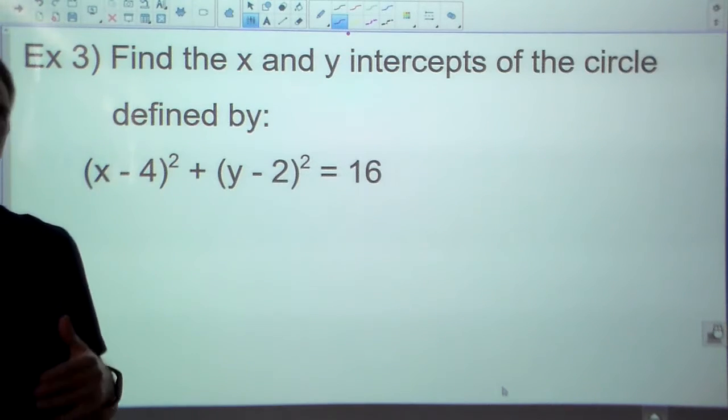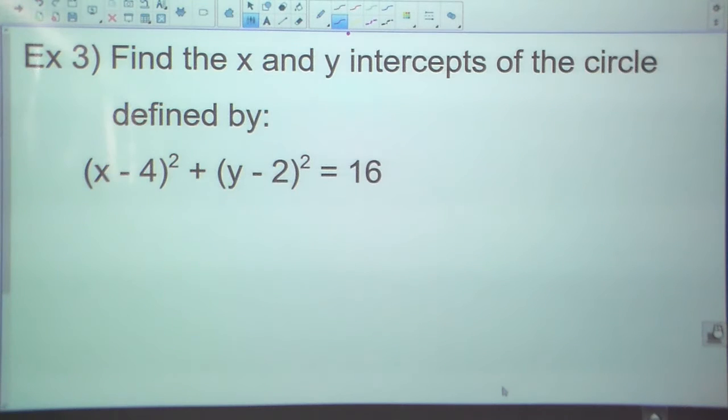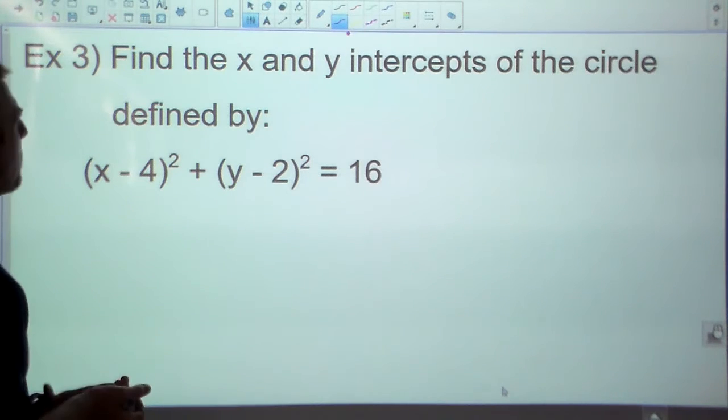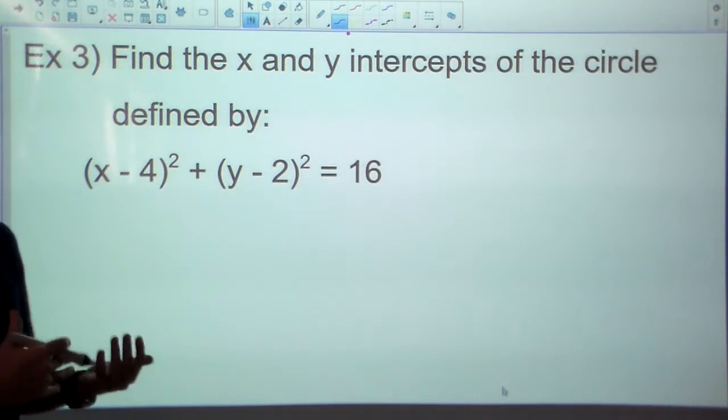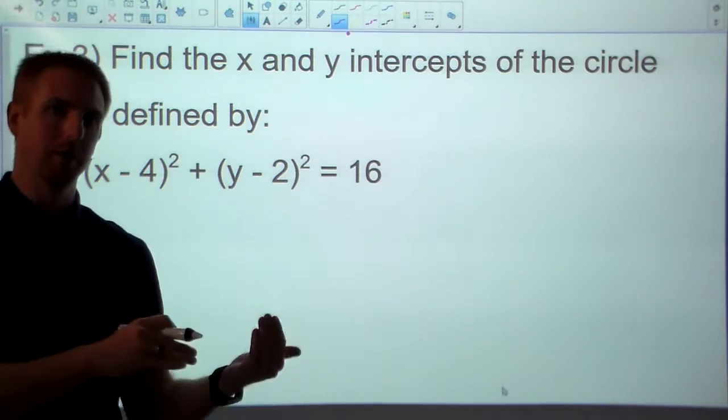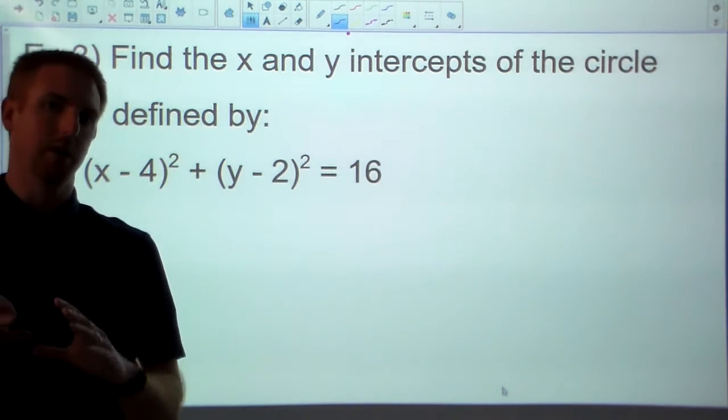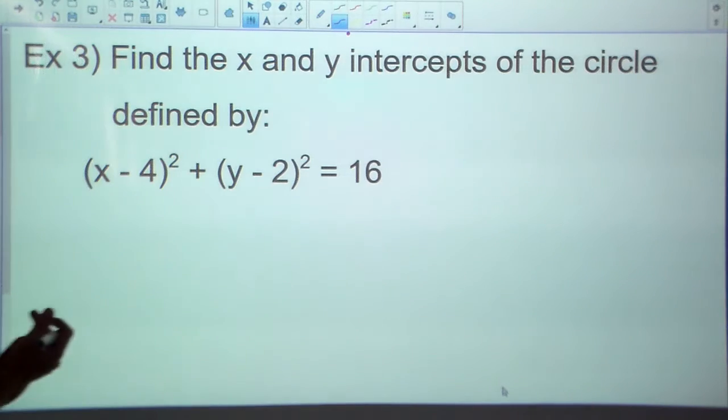Something else that's going to come up on the homework is finding the x and y intercepts of some of these shapes. The process is the same as it's been since pre-algebra. If you want to find y-intercepts, plug in 0 for x. If you want x-intercepts, plug in 0 for y. The process isn't going to change.